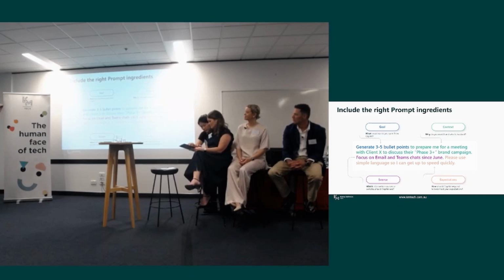So if you use these ingredients of what's the goal, what's the context of what I want to do, what's the source I want or the data set that I want the prompt to refer to, and then what are my expectations? Do I want it to be formal? Do I want it to be long? Do I want it to be in dot points? This really does structure it and help create the output that you want to get closer from the first instance versus having to go back and forth a few times.